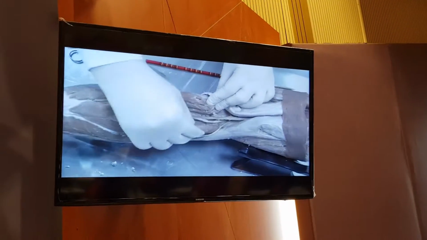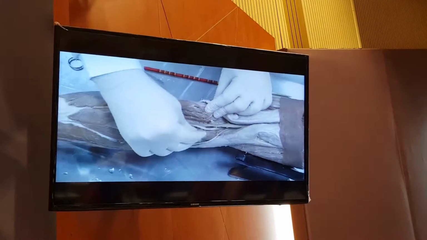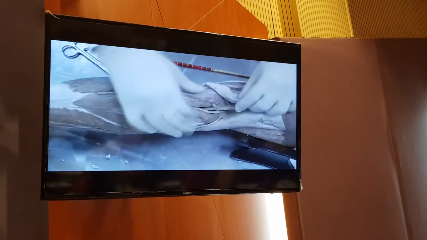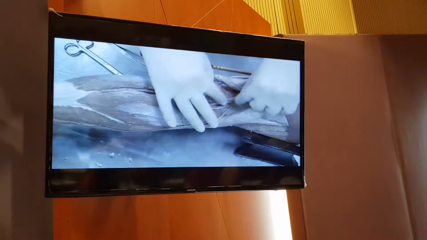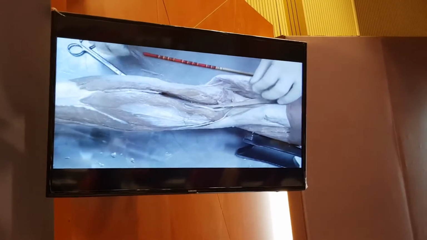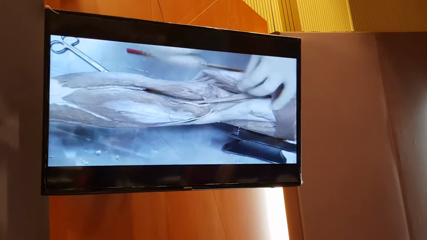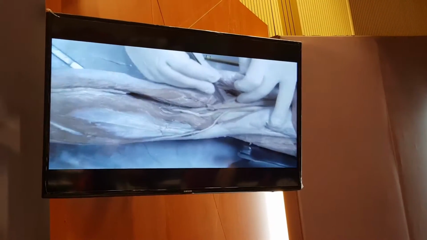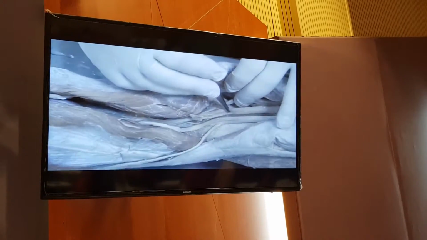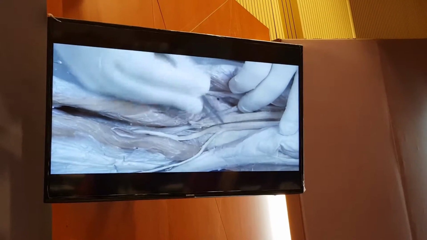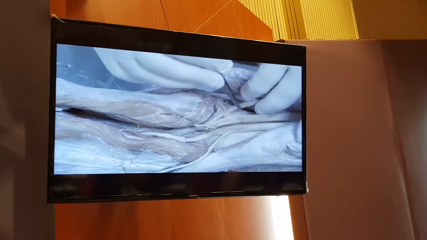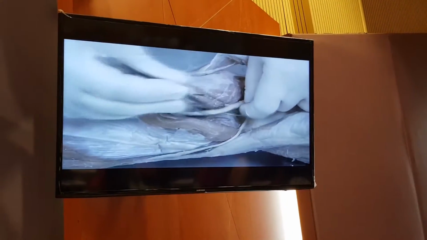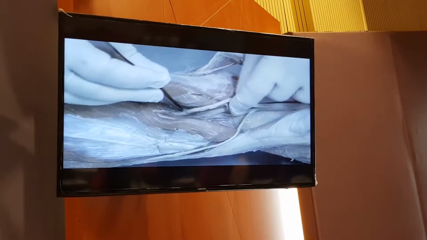Lower lateral border is formed by lateral head of the gastrocnemius muscle. Now what about the contents? If you see the contents from medial to lateral, if you see very carefully here, here is your popliteal artery, and then next is popliteal vein. Coming from medial to lateral: popliteal artery, popliteal vein, and here is the tibial nerve going straight down into the posterior compartment.